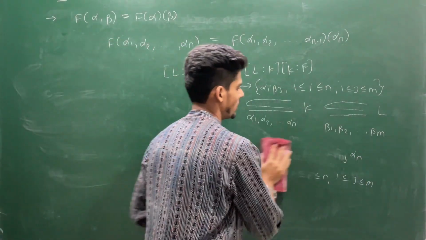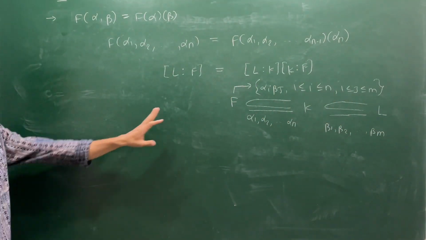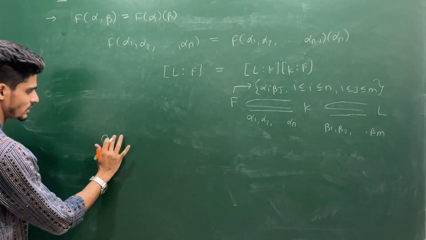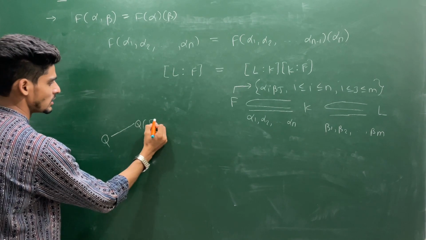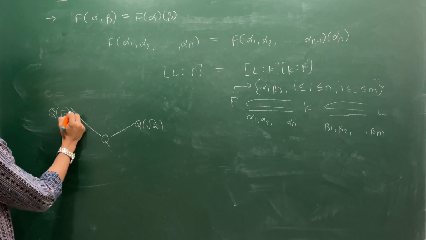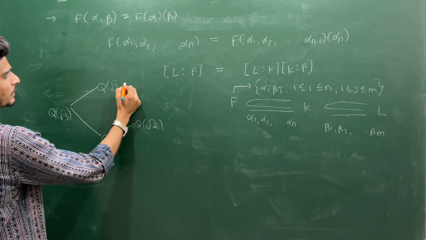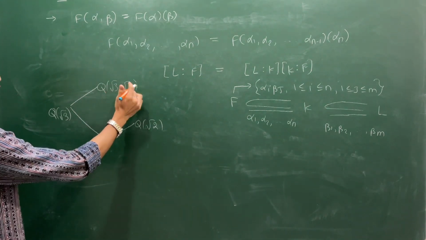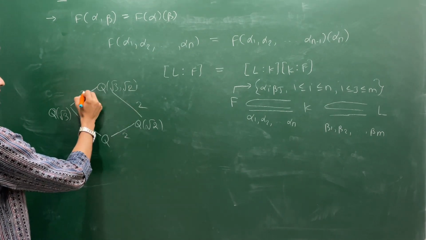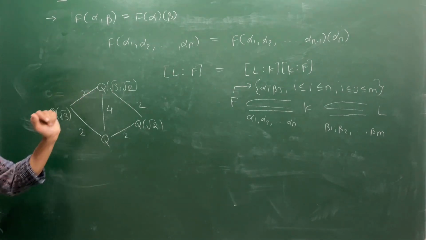So this helps us to find the basis for the finite extensions. In the case of infinite also, you can think about this. Q has an extension Q(square root of 2). This has extension Q(square root of 3). This gives you Q(square root of 3, square root of 5, square root of 2). This has degree 2, this has degree 2, this has degree 2, this has degree 2. So this will have degree 4. Either you go this way or this way, you will have degree 4.